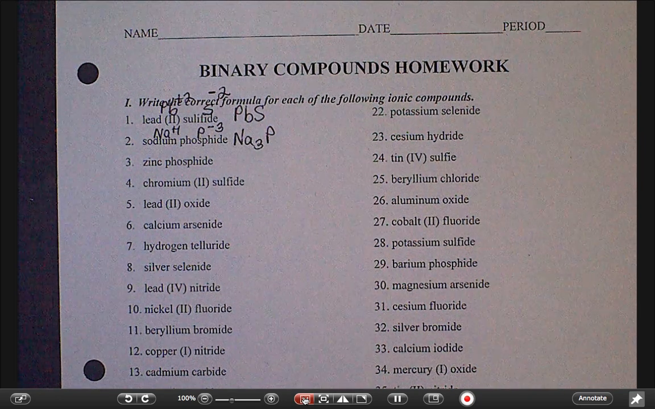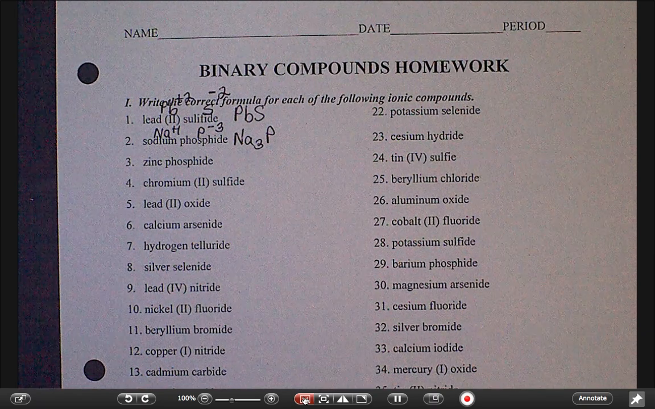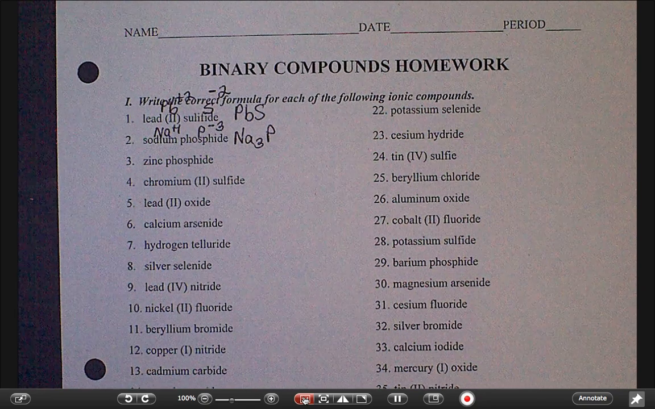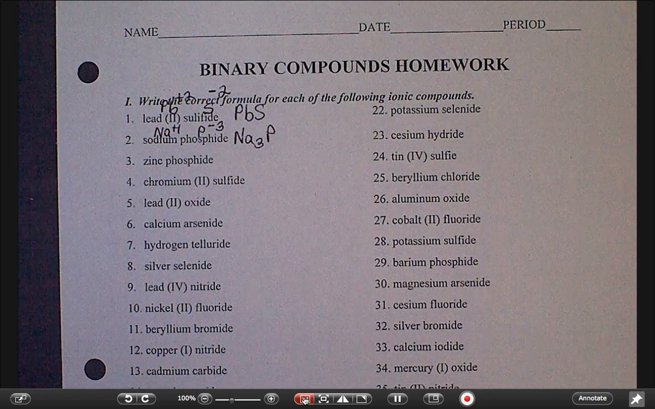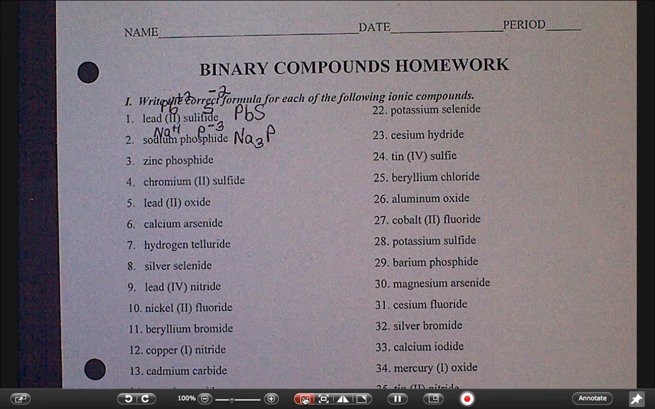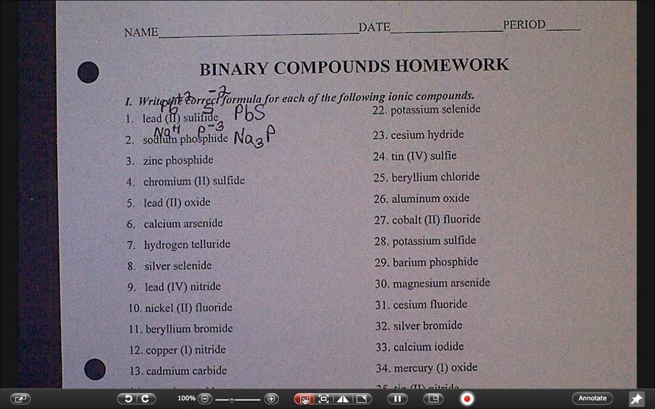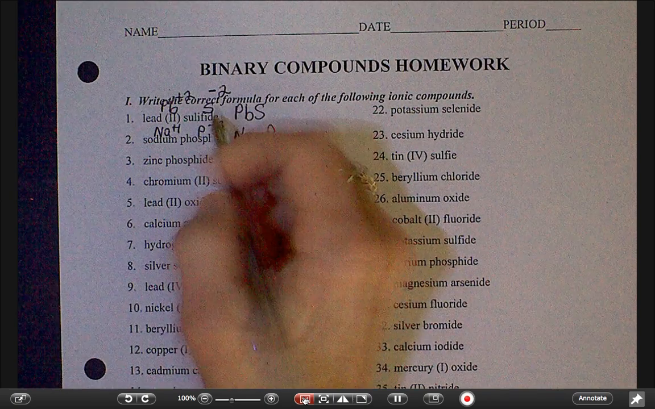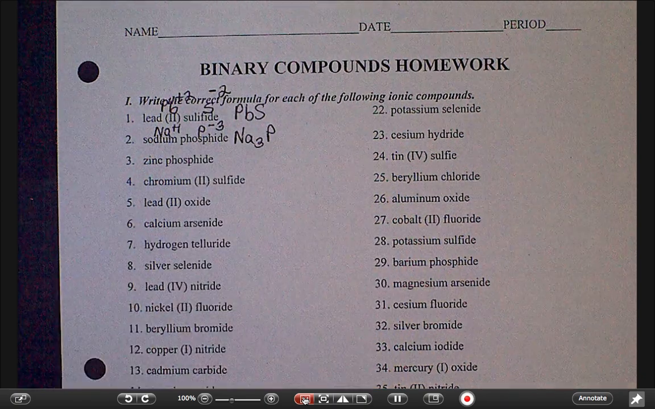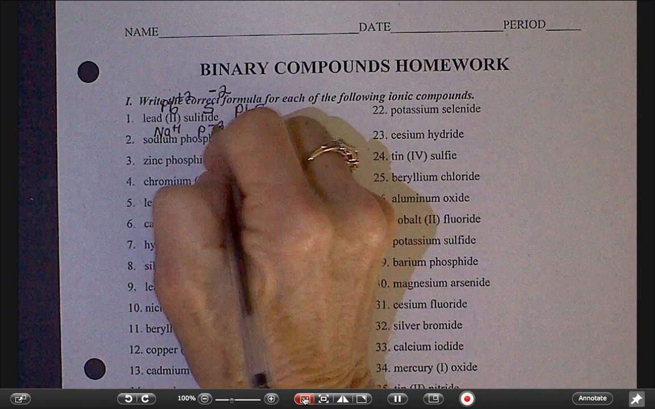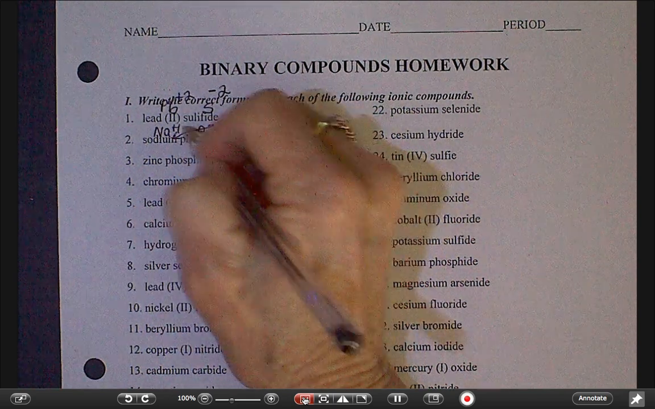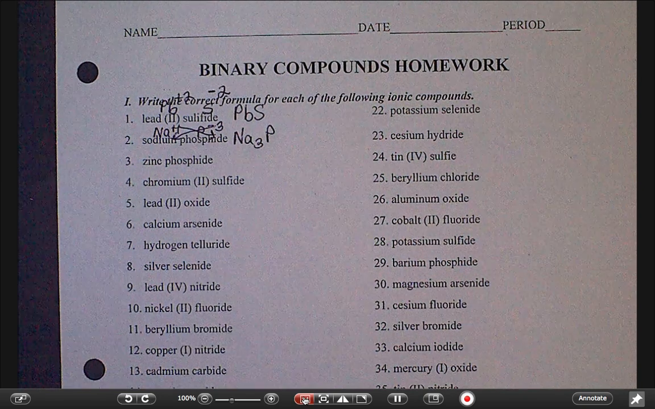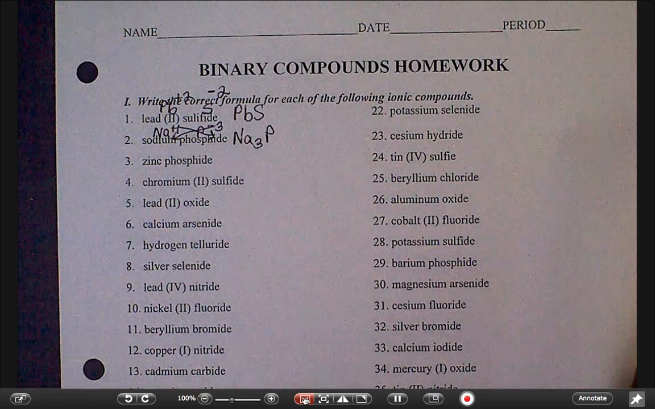Crisscross is formula writing. What did I tell you it was yesterday? What did the sum of the charges have to equal? What did the sum of the charges have to equal yesterday? 0. The crisscross makes the charges on the compound go to 0. So, honey, all you have to do is draw your arrow. Na gets 3, P gets a 1. Don't make it harder than it is. We just showed you something very similar to that right here.